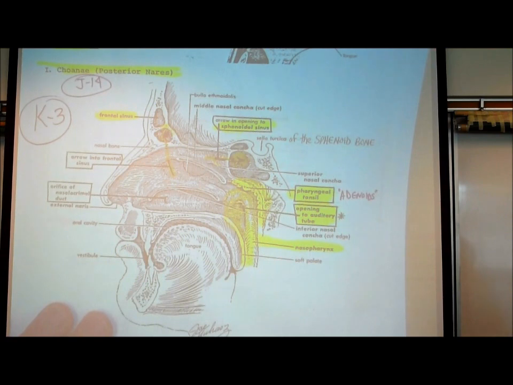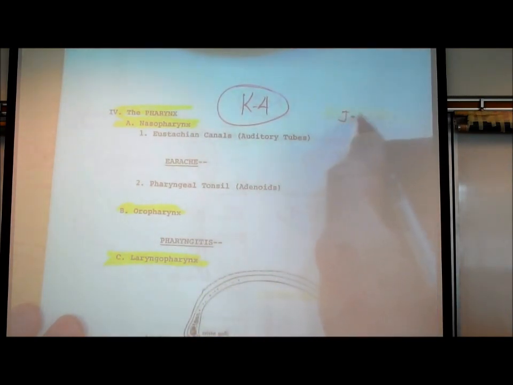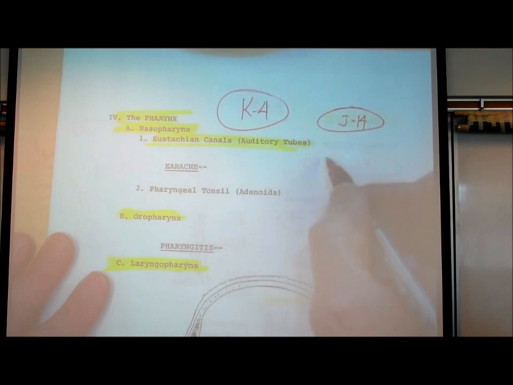Now, we've talked about the auditory tubes or eustachian canals several times. Let's look on page K4. On K4, the pharynx, we know, is divided into an upper, middle, and lower part: the nasopharynx, the oropharynx, and the laryngopharynx. Again, we originally talked about this on J14. The eustachian canals are auditory tubes. We originally talked about them on pages E4 and E5, and more recently on J14.